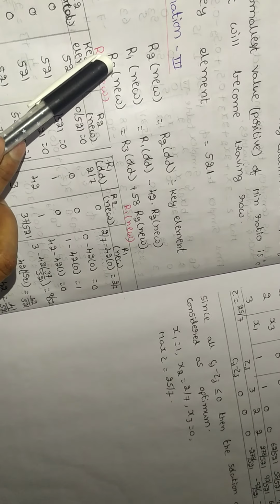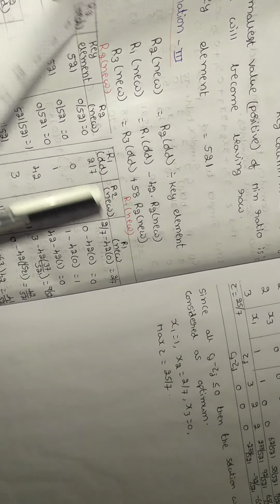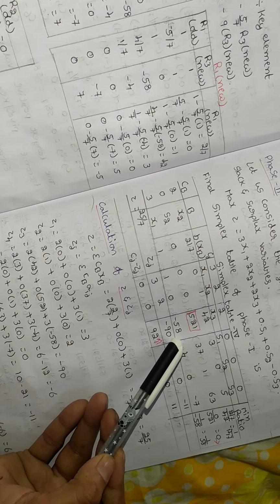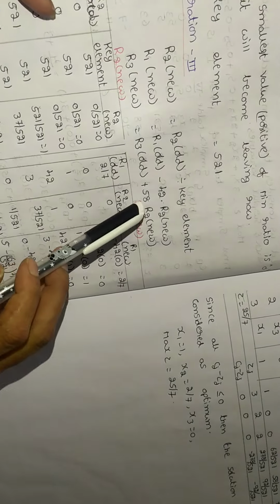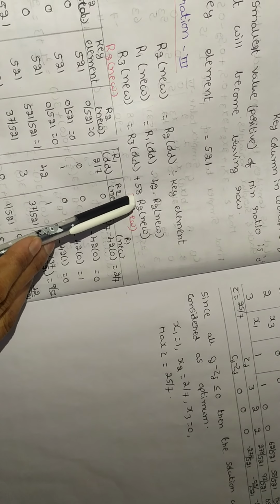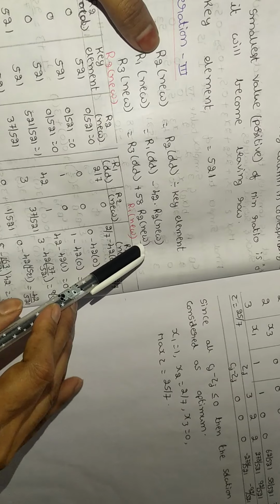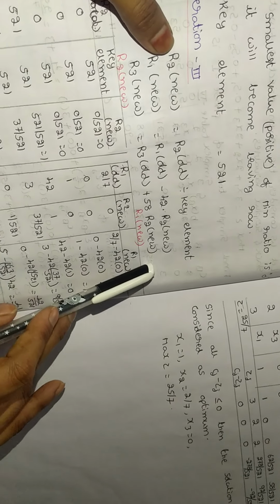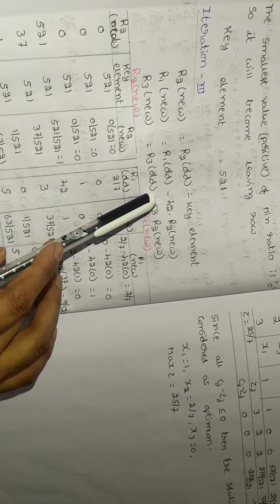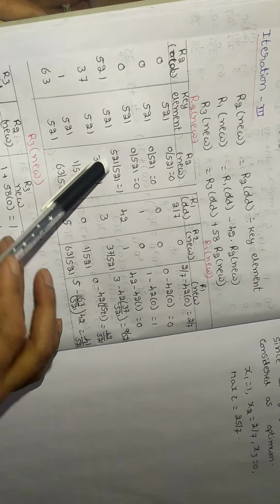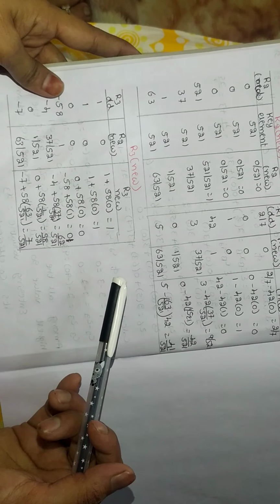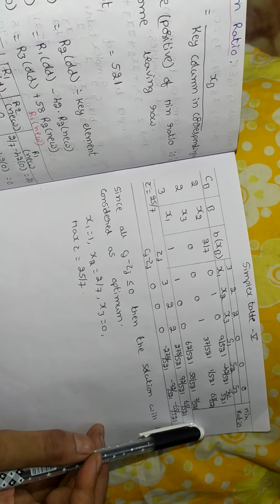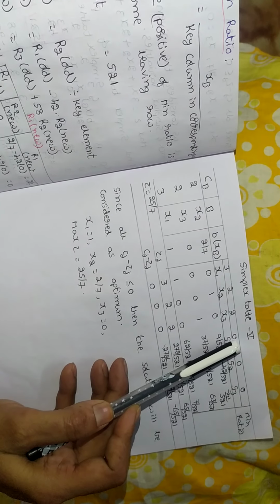Next, the last row, that is R3 new equals R3 old. What is the value present in the key column in the corresponding R3 row? It is minus 58. As it is minus 58, we will take plus 58 into the key element row, that is R2 new. By using these formulas, we find the new rows of R1, R2 and R3. So these are the new values. Once we have the new values of the different rows, we need to form another new simplex table, and this is simplex table 5 for this problem.